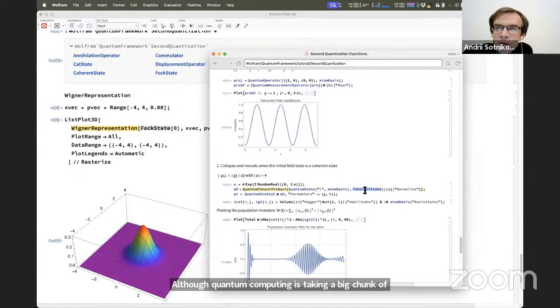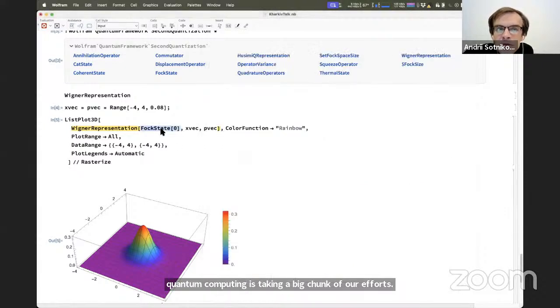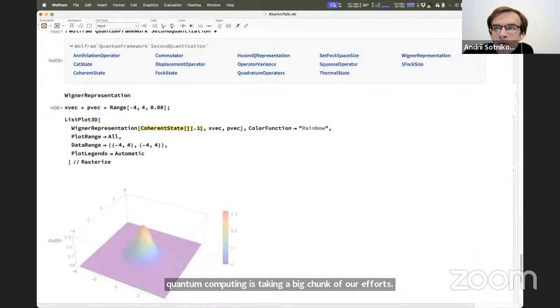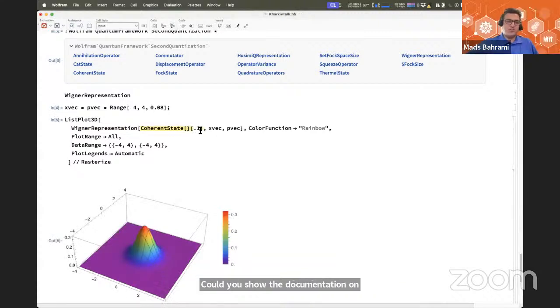So you mentioned open quantum systems. Could you show the documentation on open? Oh yes, let's go.